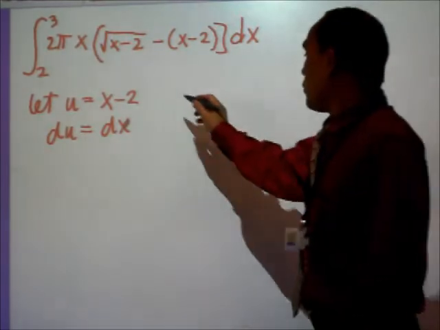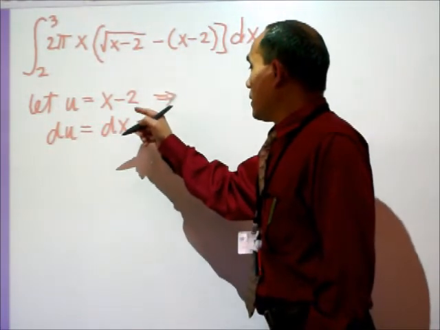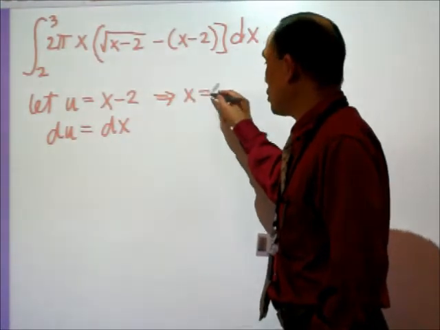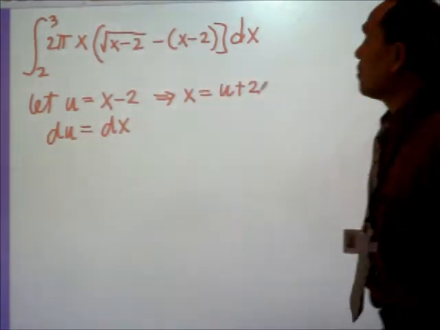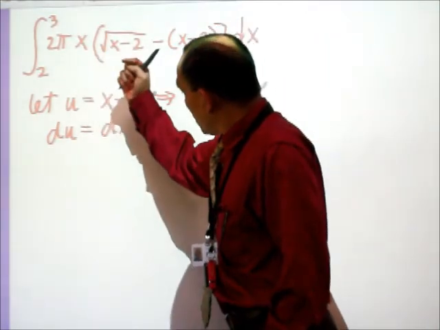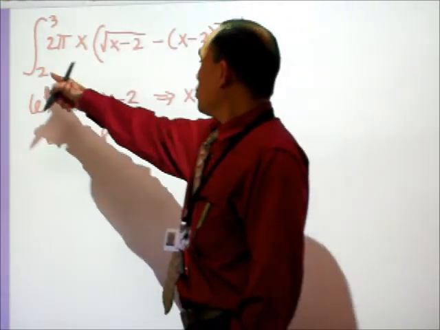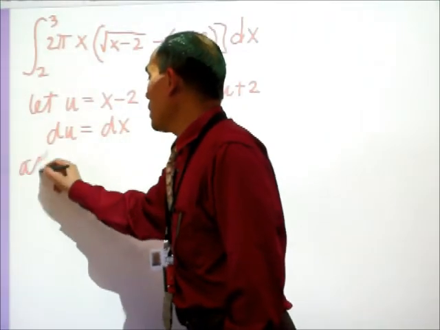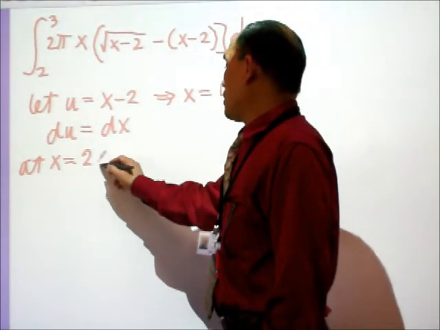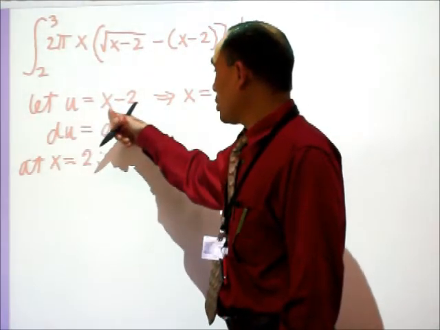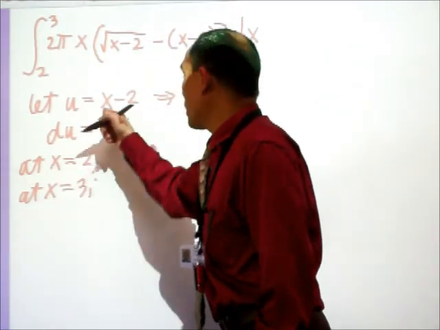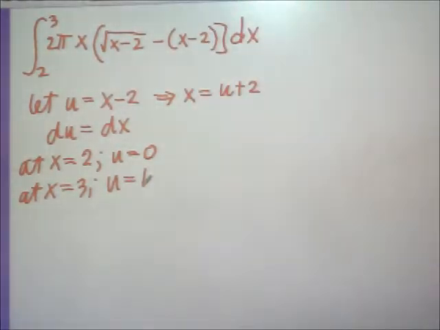Okay? And from here, we can solve this, find x. Isolate x by itself, we will have x equals u plus 2. And because we already changed x to u, we can also change the limits of integration. So we'll say x equals this number here, lower limit, 2, plug in 2 here, u equals 0. So x equals 3, plug in 3 here, u equals 1. So we have now new limits of integration.